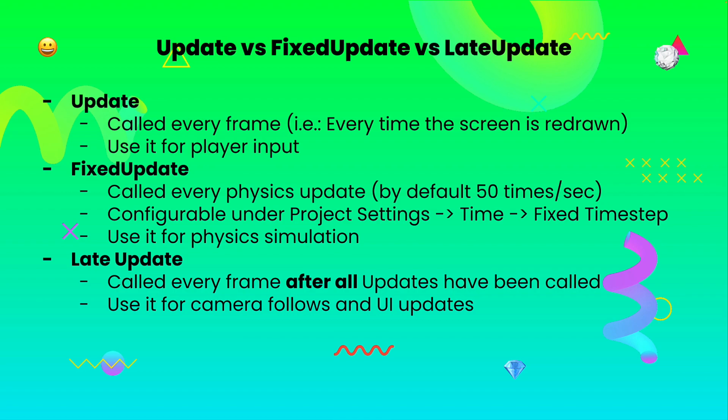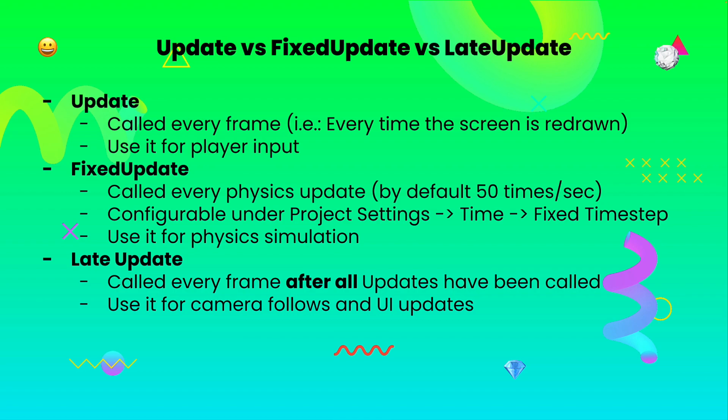And last you have late update. Your late update functions are called every frame after all your updates have been called. Unless you force the order in which the scripts are going to be run within Unity, you cannot control the order in which the updates are called. So some of the steps or processes that you want to do on your update functions, you want to do with the certainty that they are going to happen after everything else on your updates happen. And that's where late update comes in.